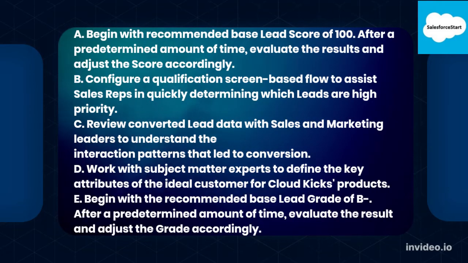A. Begin with recommended base lead score of 100. After a predetermined amount of time, evaluate the results and adjust the score accordingly. B. Configure a qualification screen-based flow to assist sales reps in quickly determining which leads are high priority. C. Review converted lead data with sales and marketing leaders to understand the interaction patterns that led to conversion. D. Work with subject matter experts to define the key attributes of the ideal customer for CloudKix products. E. Begin with the recommended base lead grade of B. After a predetermined amount of time, evaluate the result and adjust the grade accordingly.